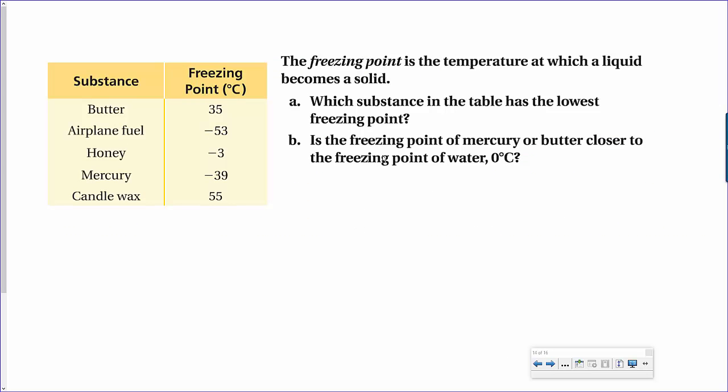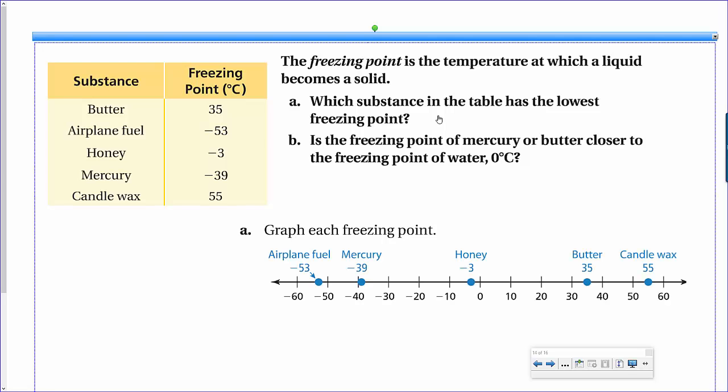So then I look here, so it says, which substance in the table has the lowest freezing point? If I look at the lowest freezing point, it looks as though it's going to be airplane fuel, of course, right? And it says and then put an order from least to greatest, which I just did. And then is the freezing point of mercury or butter closer to the freezing point of water, which is 0? So if I look here, butter, which is 35, and mercury is negative 39. Which one is closer to 0? And I see that butter is.